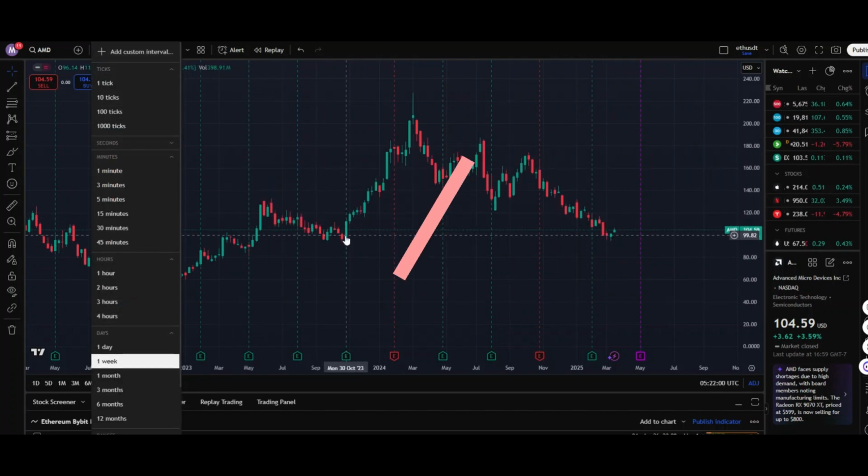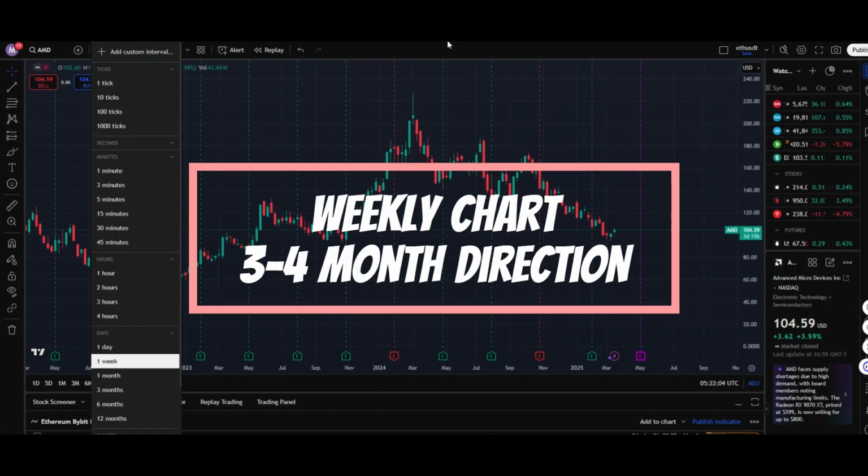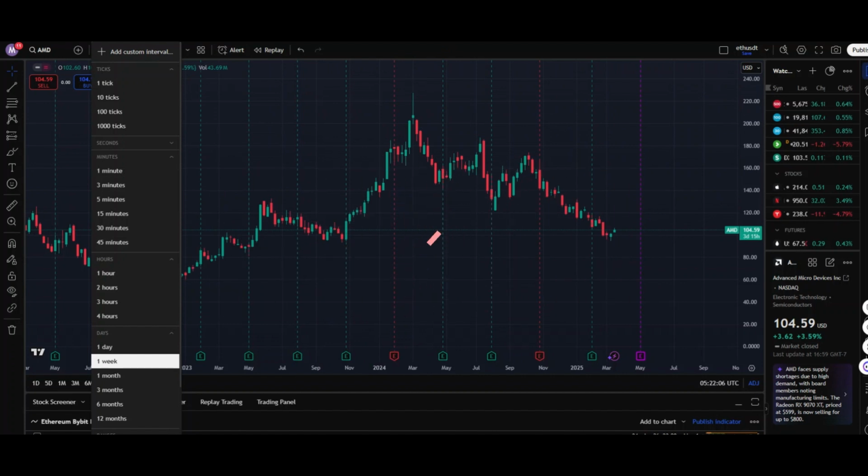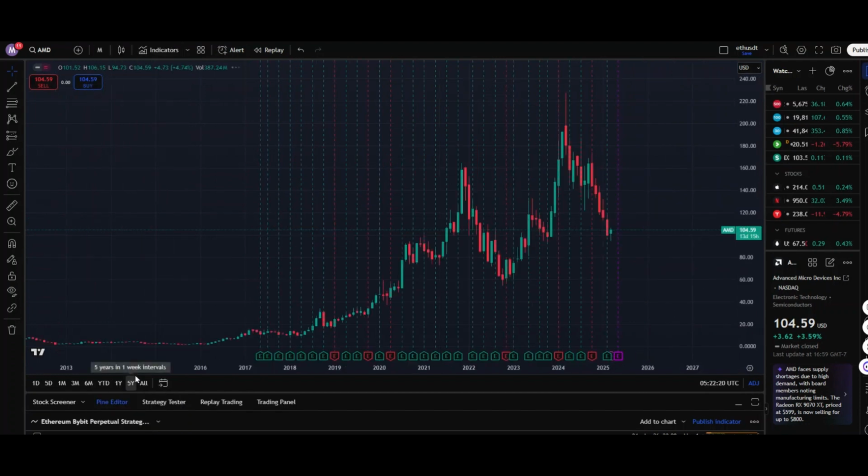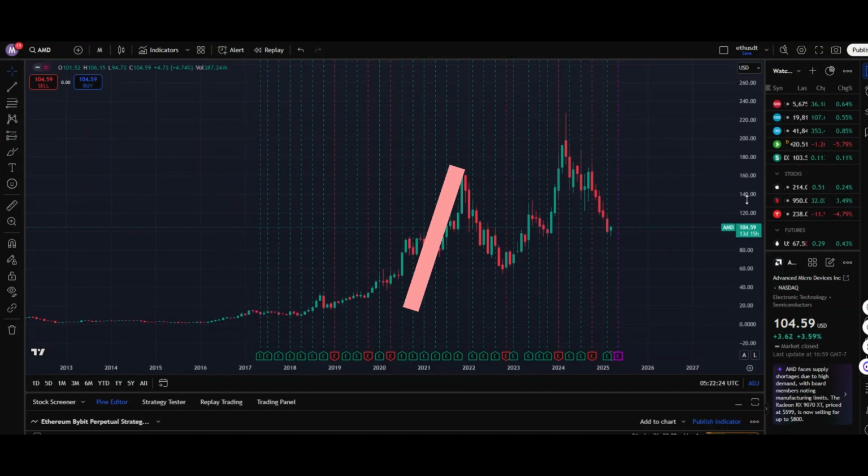A weekly chart will tell you the direction in the next 3 to 4 months. And if you have higher time frames, like I just clicked on here and go to the monthly chart, this gives you basically the big picture of what things are doing.